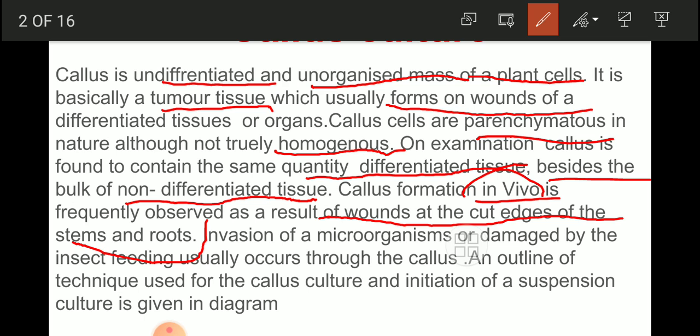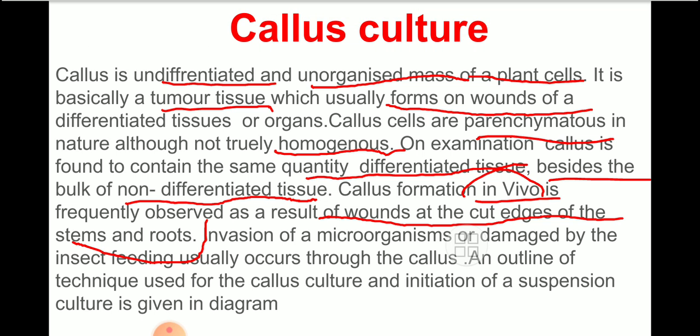Invasion of microorganisms or damage by insect feeding usually occurs through the callus. An outline of the technique used for callus culture and initiation of suspension culture is given in the next diagram that we have to learn. My friends, keep in mind that when we visit any garden, any field, any forest, many trees and plants are there. On the stem we can find some tumors, and those tumors are nothing but an unorganized, undifferentiated mass of tissue, that is a callus. In vivo we can find these things. So that is what we have learned right now.